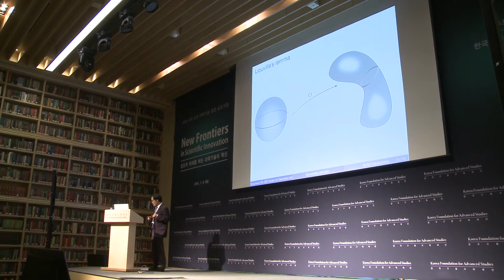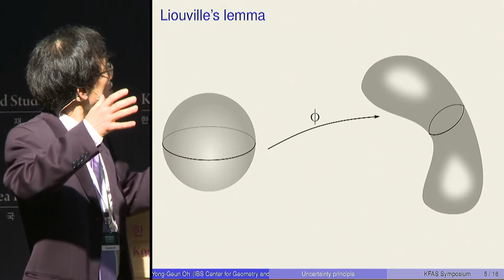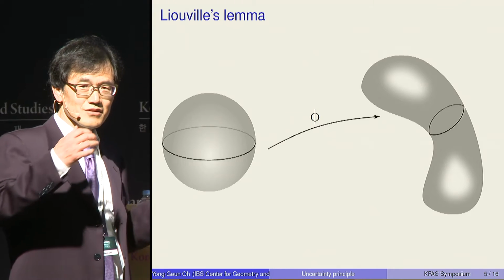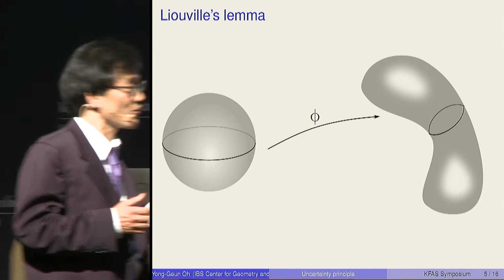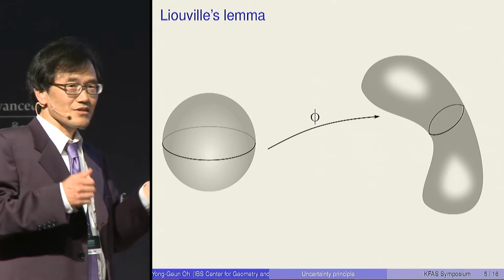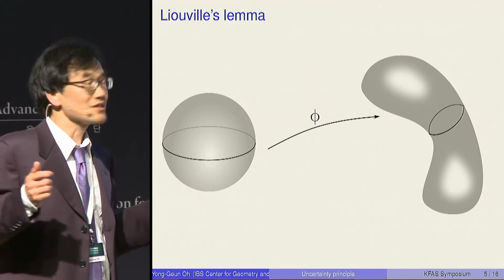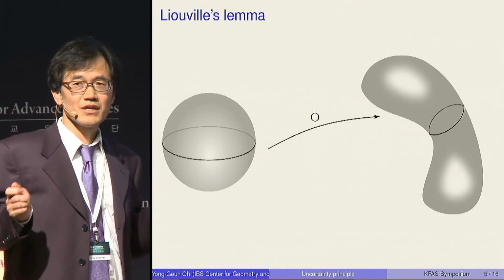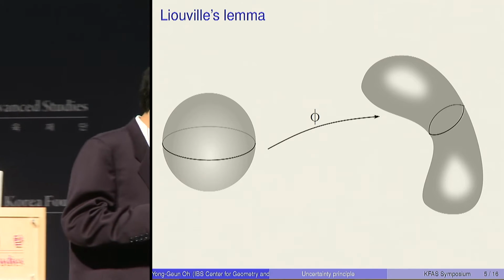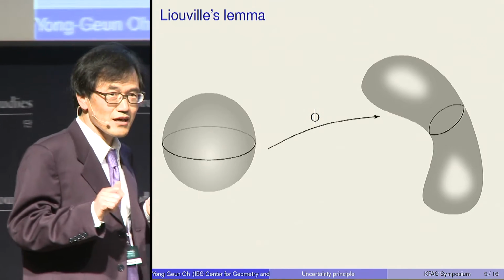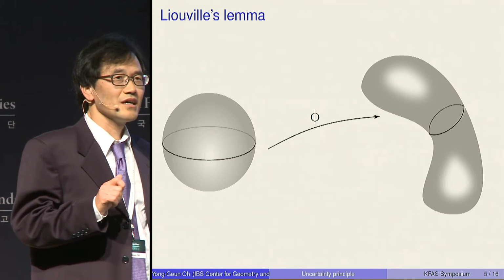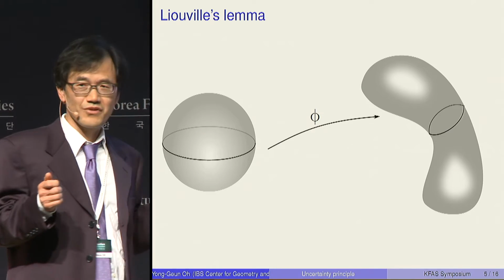And pictorially, what Liouville's lemma tells you is the following. Suppose you're given a ball of certain volume, and you let this domain move under the Hamiltonian flow. And of course, the domain will change the shape. However, the phase volume of this shape will not change. So in this regard, it is very hard to see the difference between this Hamiltonian flow and some volume preserving flow in phase space.